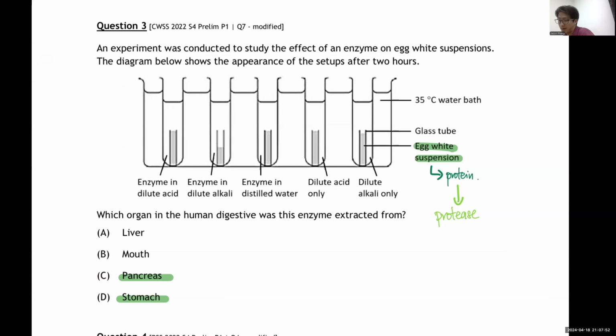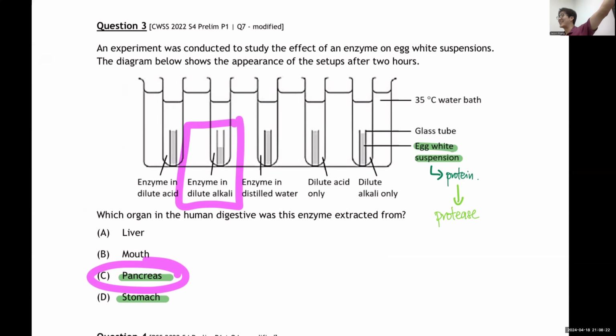So between the pancreas and the stomach, look at this. The only one that managed to break down the egg white was the one placed in the dilute alkaline. Alkaline is pancreas or stomach? Pancreas. Because it's more green, so it's broken down.